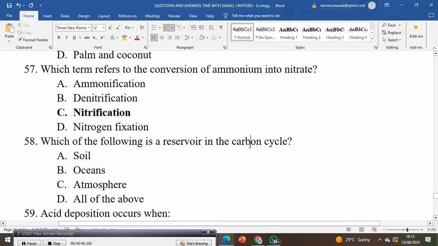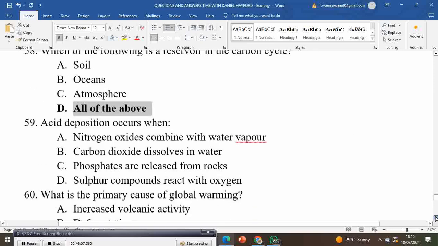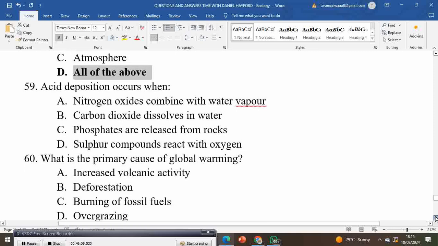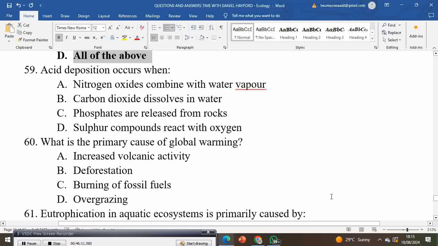Now, which of the following is a reservoir in the carbon cycle? Soil, ocean, atmosphere, all of the above. Soil, oceans, and atmosphere are all reservoirs in the carbon cycle. So the answer should be all of the above.